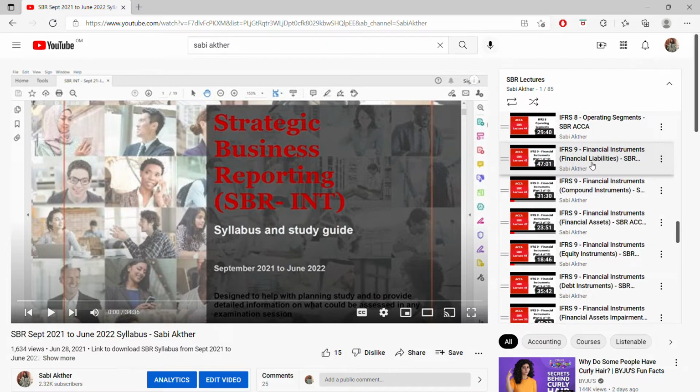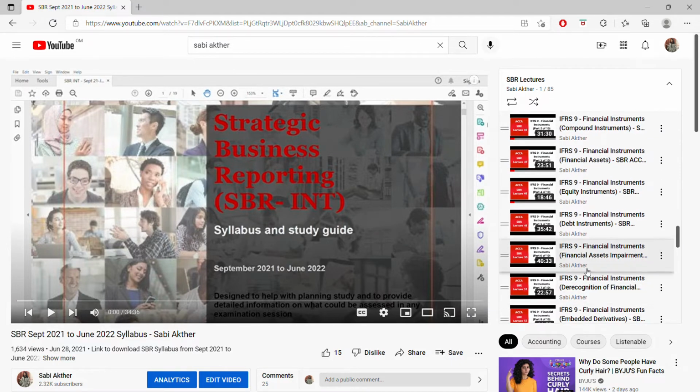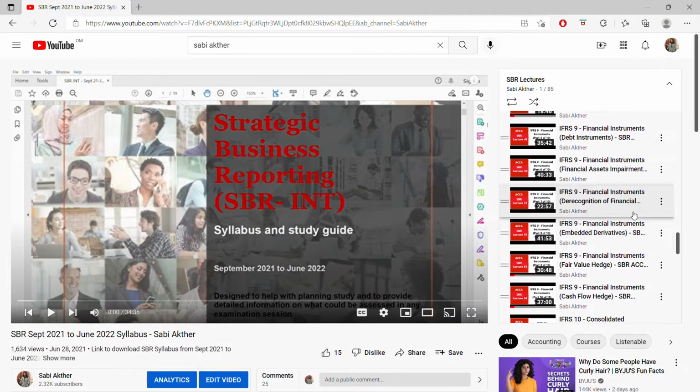This will only talk about financial liabilities because financial instruments is a big topic. Under that, there are small subtopics. Those subtopics I have covered in different videos. So financial liabilities. Second is compound instruments, financial liabilities and equity. Then we have financial assets. Then we have equity instruments. Then we have debt instruments. Then we have financial asset impairment, derecognition of financial assets. These are covered in different parts so that it becomes easier for students to grab, learn small things, and then build up their knowledge on IFRS 9 rather than in one single shot. Embedded derivatives, fair value hedge, cash flow hedge. All this is in different parts.